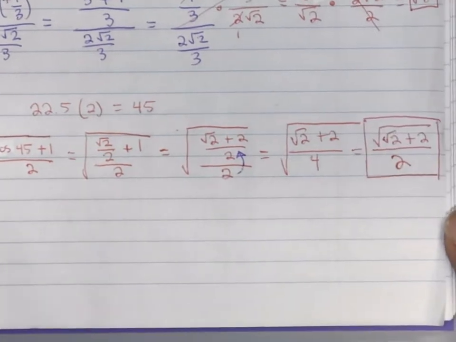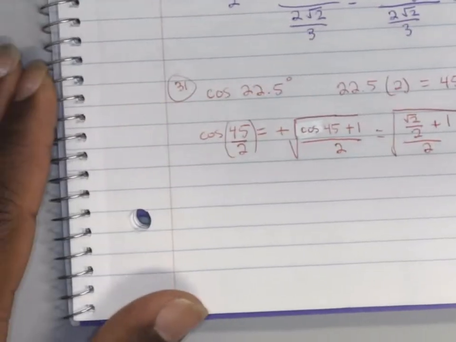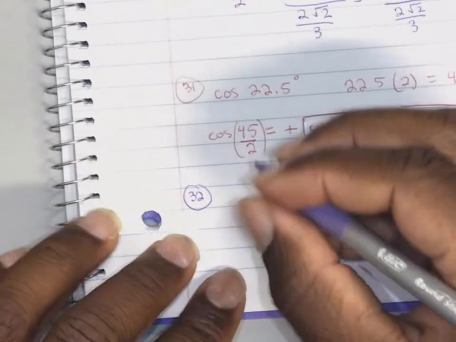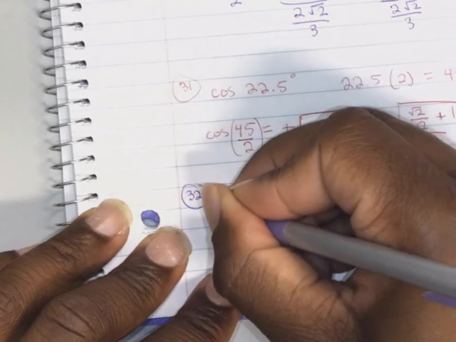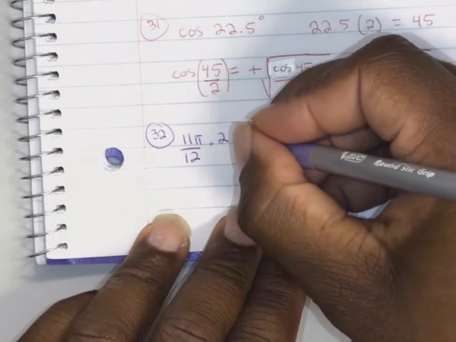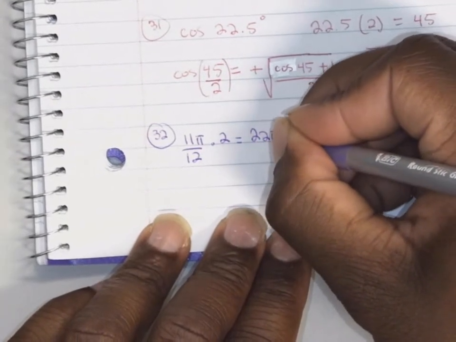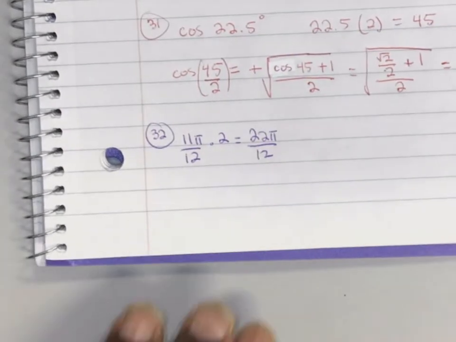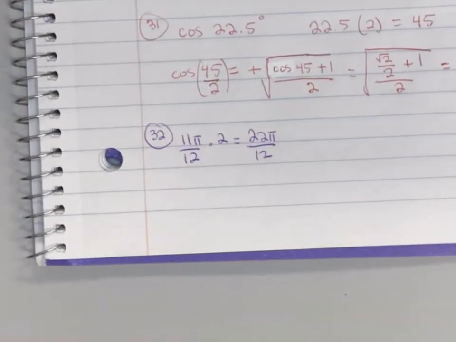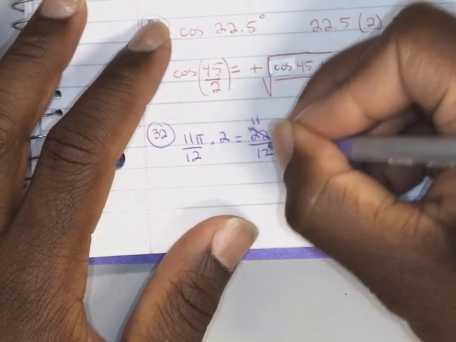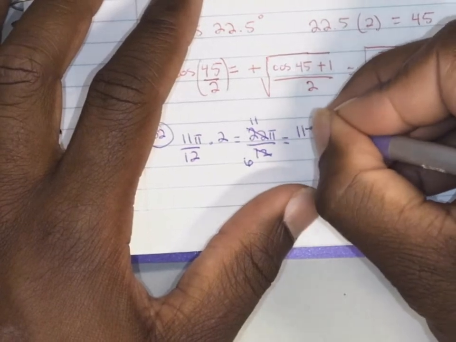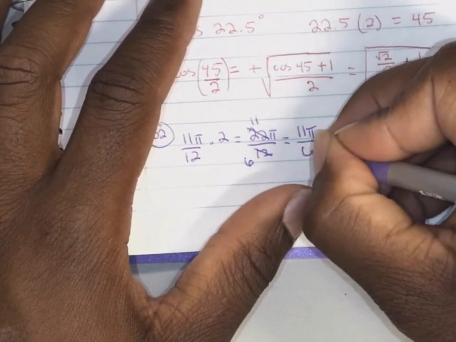All right, let's do 32. So for 32, we've got cosine of 11 pi over 12. I'm going to get started by doubling that angle. So I'm going to multiply that angle by 2, which gives me 22 pi over 12. Both of these numbers can be divided by 2. 22 divided by 2 is 11. 12 divided by 2 is 6. So I get 11 pi over 6 if I double the angle.